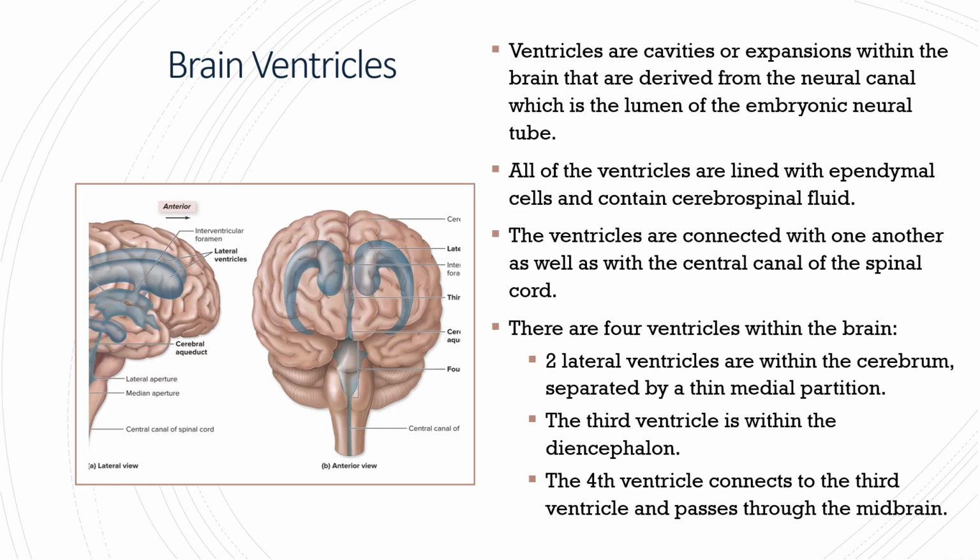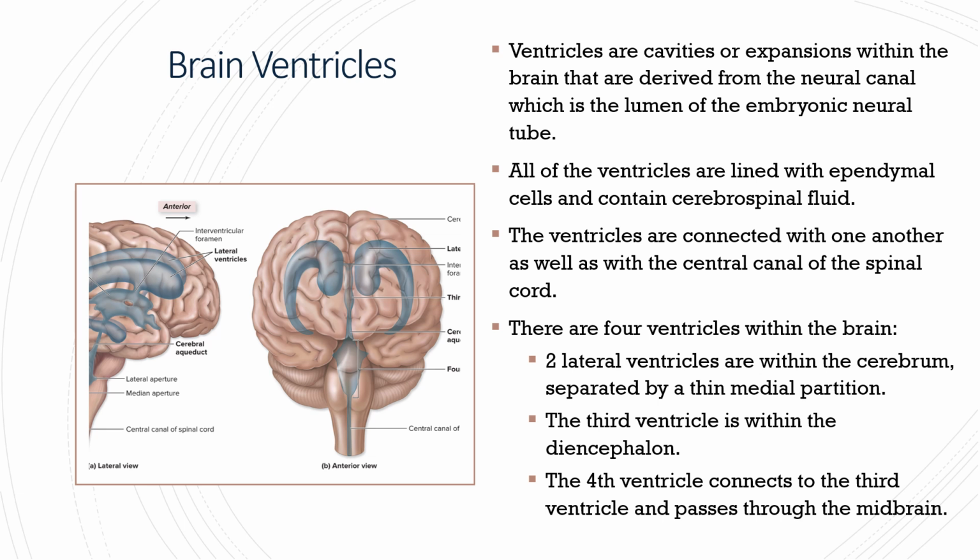Brain ventricles are derived from the neural canal, which is the lumen of the embryonic neural tube. It is covered with ependymal cells and filled with cerebrospinal fluid. They are interconnected with each other and with the central canal of the spinal cord.